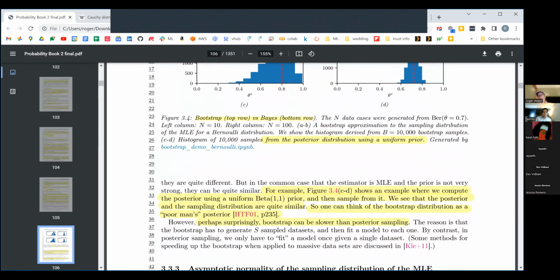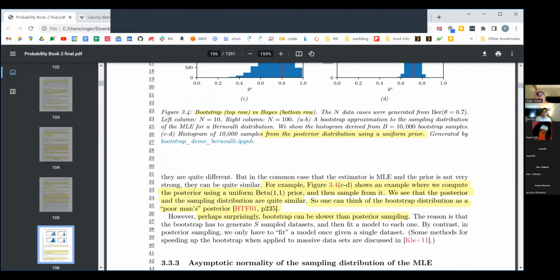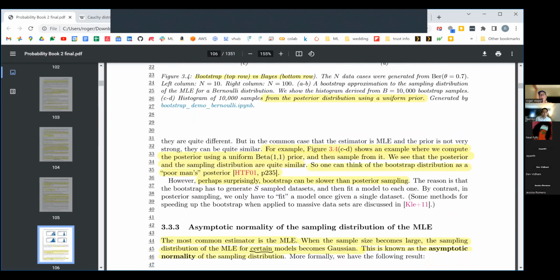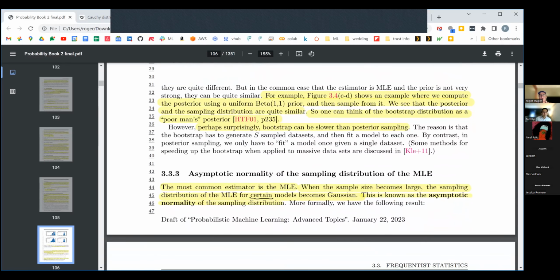Yeah, this is where they use the term, think of the bootstrap distribution as a poor man's posterior. Okay, this next concept: the most common estimator is the MLE, the maximum likelihood estimator. When the sample size becomes large, the sampling distribution of the MLE, for certain models, I'm not sure what certain is, becomes Gaussian. This is known as the asymptotic normality of the sampling distribution.